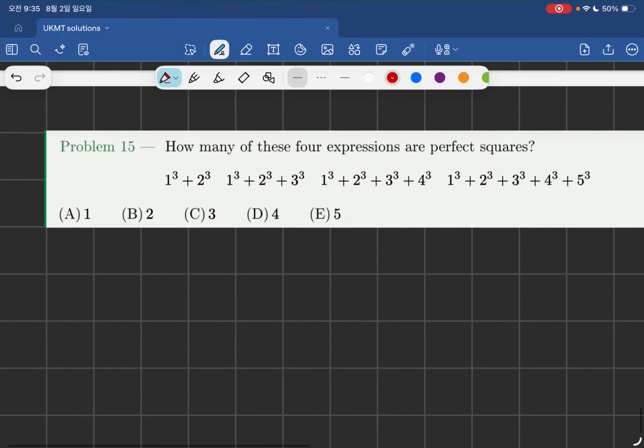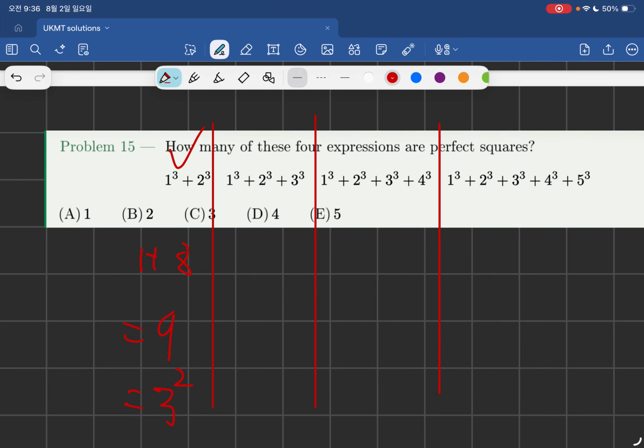Problem 15. How many of these four expressions are perfect squares? Now, we have four equations in total. And the first one is 1 cubed plus 2 cubed, which is 1 plus 8, and that is 9. And that is 3 squared. So this equation is a perfect square.